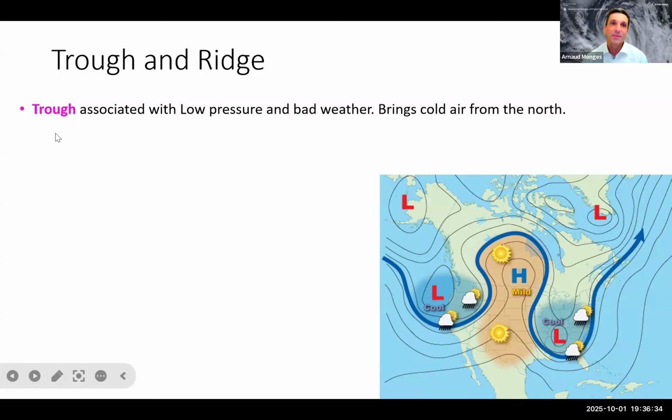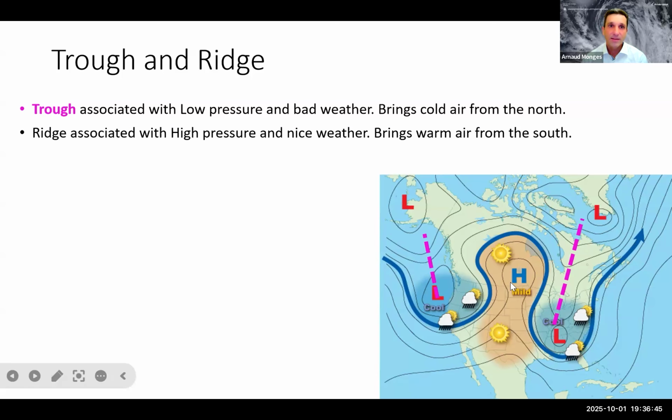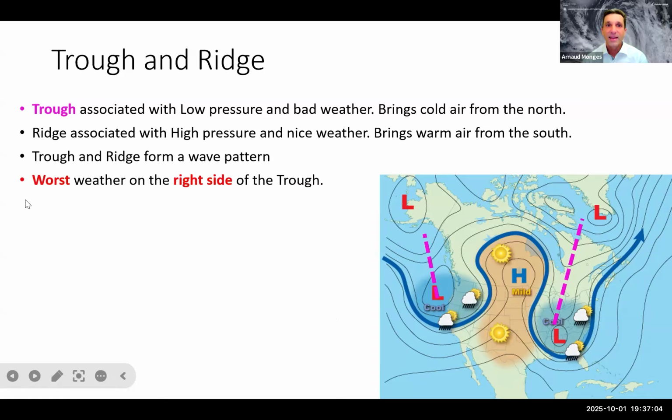So what is interesting here? The trough right here is always associated with bad weather, okay? And cold air. The ridge right here is associated with high pressure, nicer weather, and warmer air. And something you may realize is, first of all, there is a wave pattern created between the trough and the ridge. But the most interesting part, and maybe some of you noticed it, is the worst weather is always on the right side of the trough, like here, and always like here.